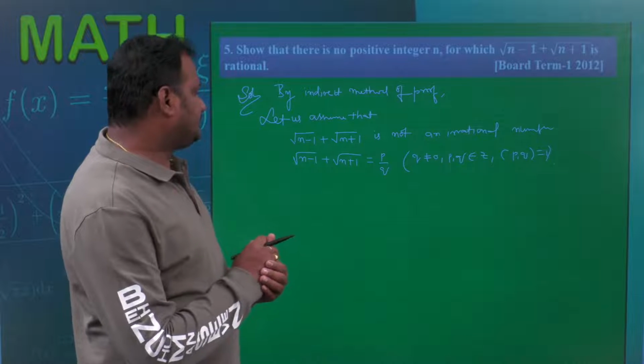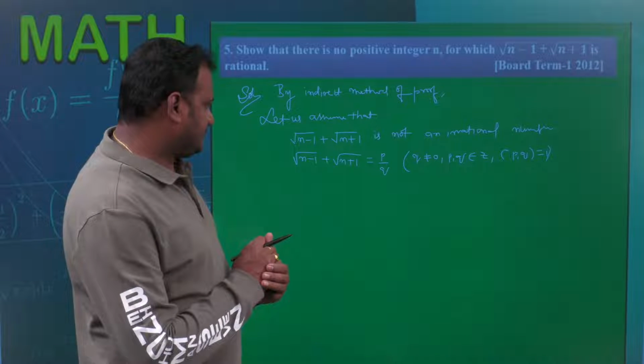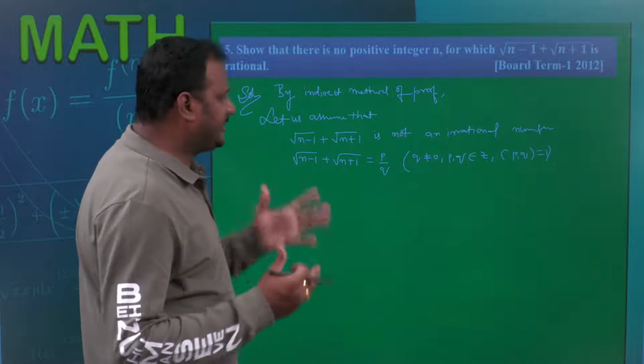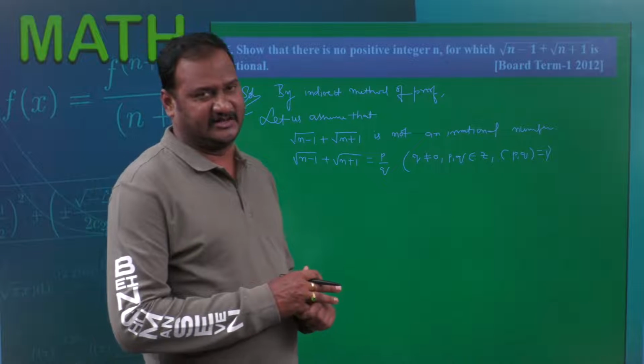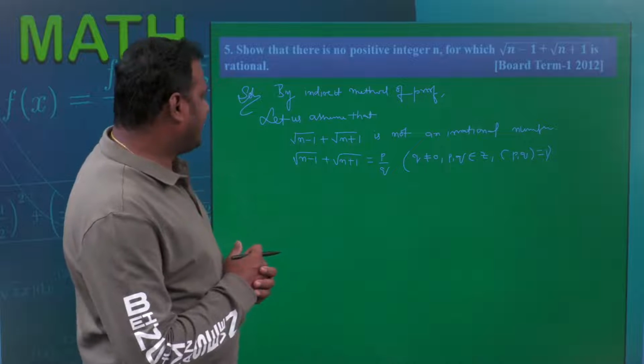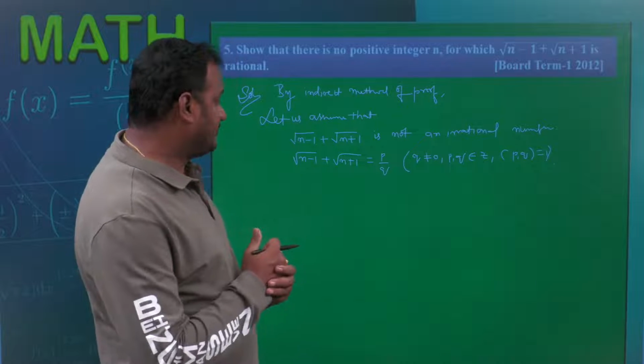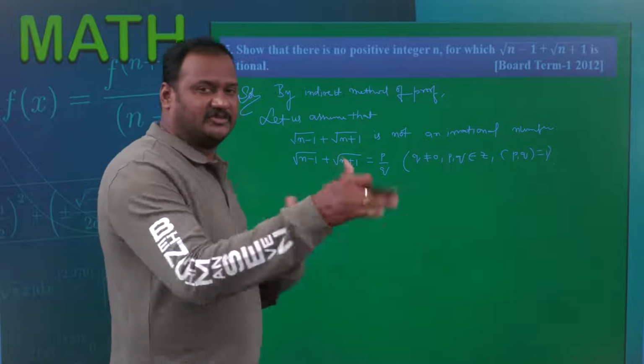So root over n square. So even if it is a square, then also you can say that it is an irrational number. Now I'm going to prove by another way. Of course, I will explain both ways. Okay, you please do remember what are both the ways. I am going to square it on both the sides.